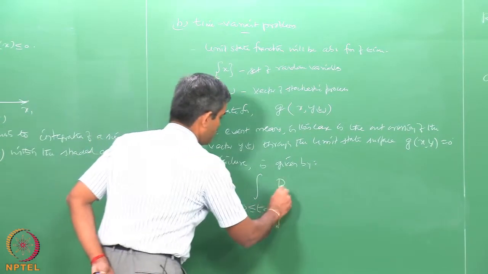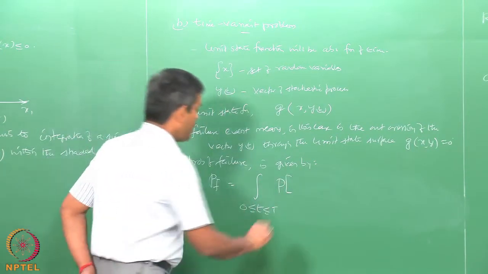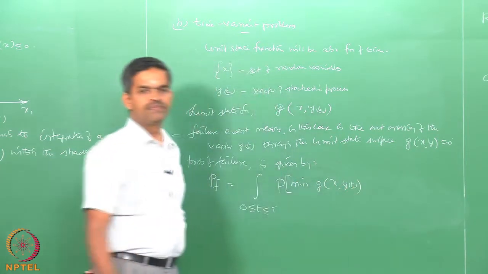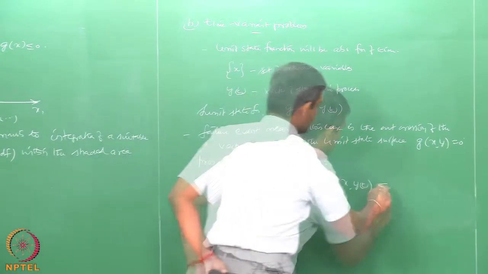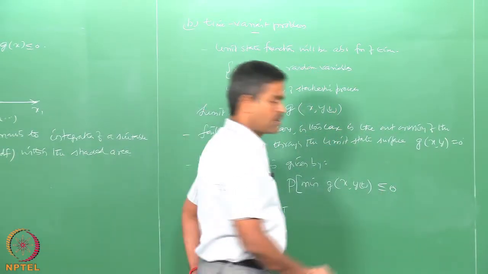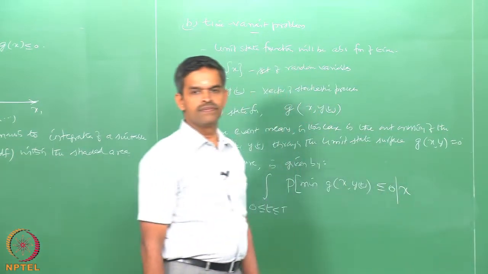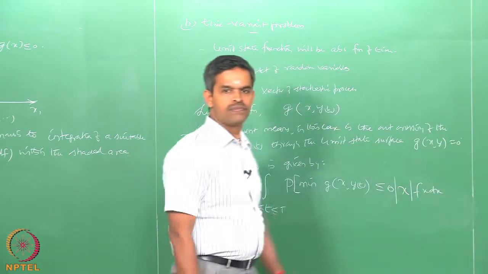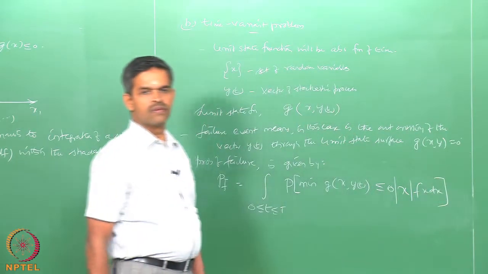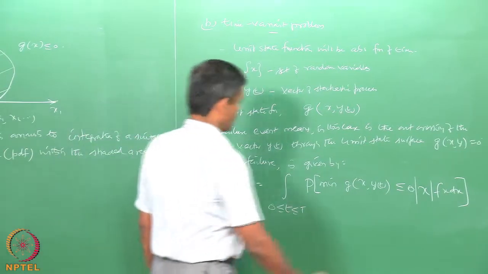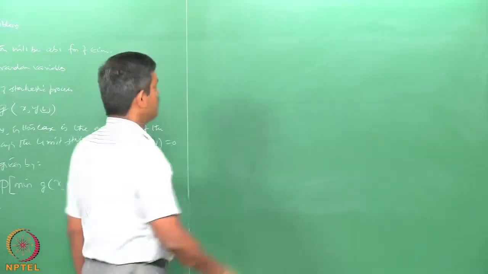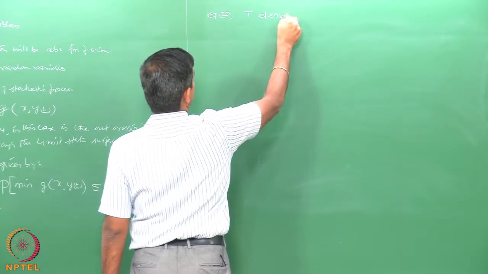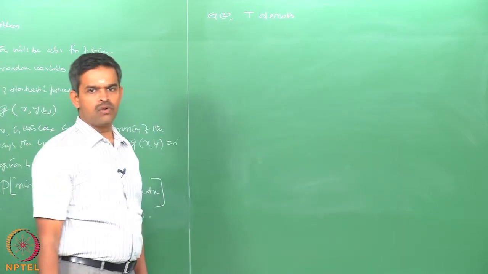So, probability of minimum g of x, y, t less than or equal to 0, given x, times f of x dx. This is equation number 2. In equation 2, the capital T denotes the lifetime of the structure.